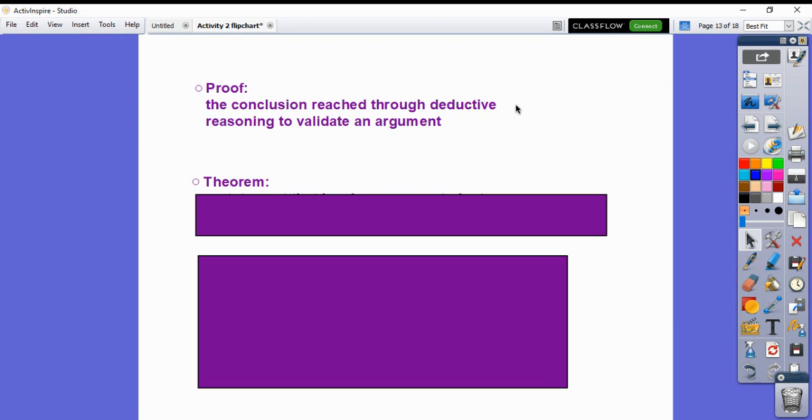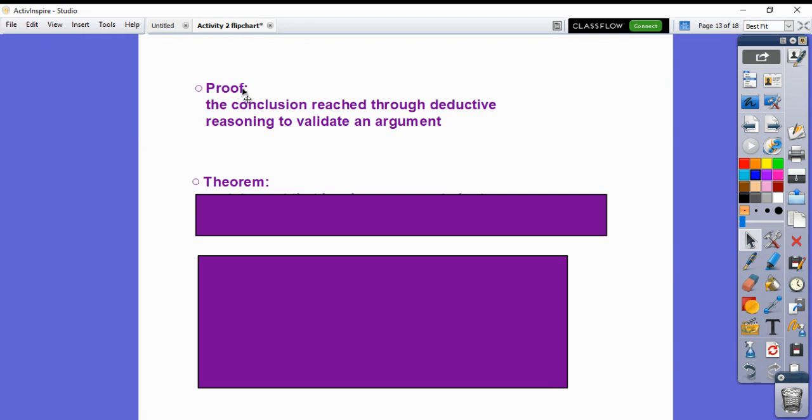So think back to the courtroom example. A proof uses deductive reasoning to validate that this person committed the crime, or to validate, to show why we should believe that my client is innocent if I'm a defense lawyer.